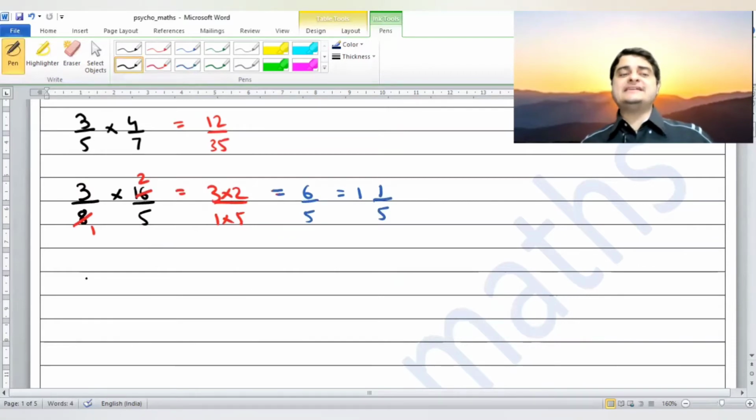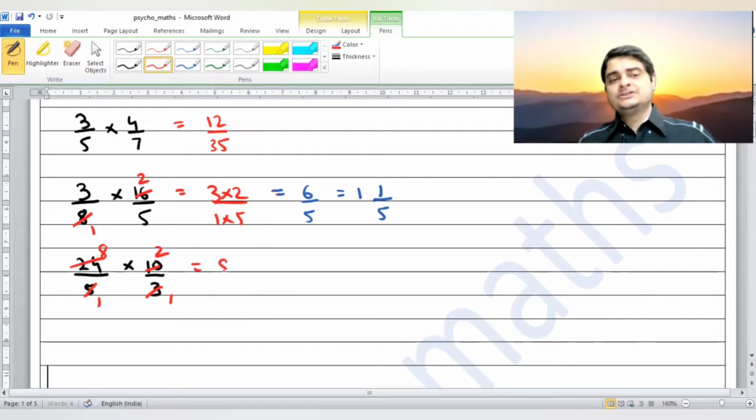Let us move on with our next example. Let us say we have 24 divided by 5 multiplied by 10 by 3. Again, check the cross connection. 5 ones are 5, 5 twos are 10, 3 ones are 3, and 3 eights are 24. So it is 8 multiplied by 2 and 1 into 1. Again, the outcome will not necessarily always be a fraction. See, it is giving an outcome as an integer.